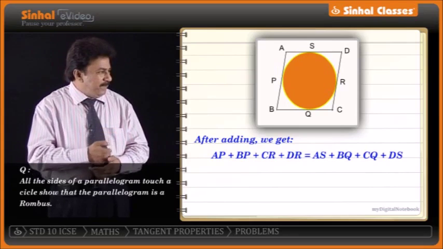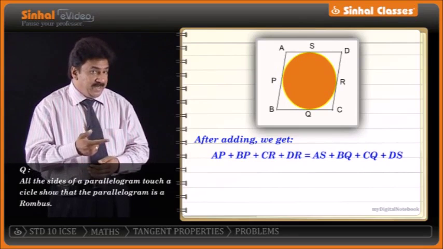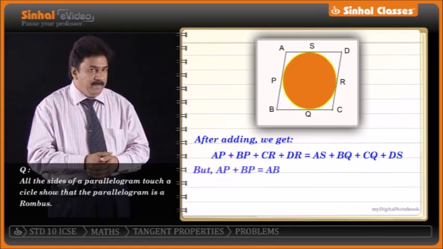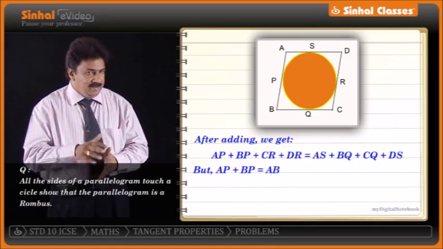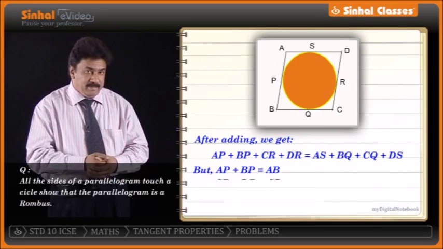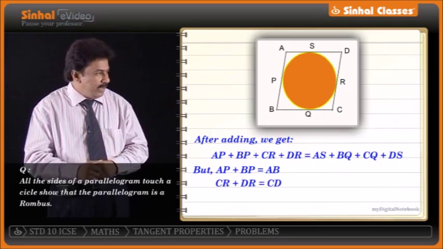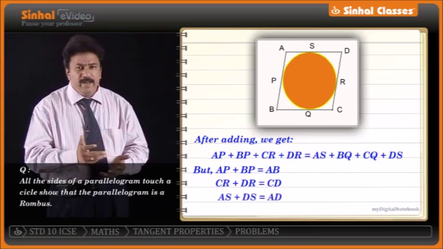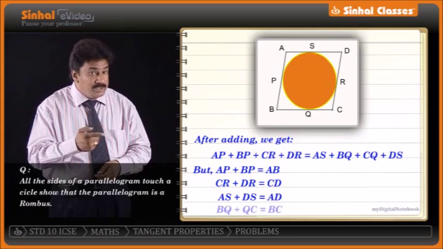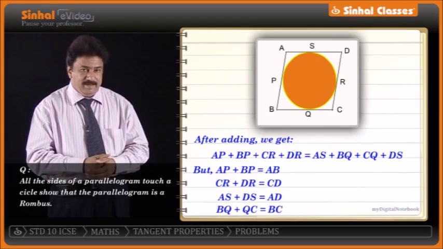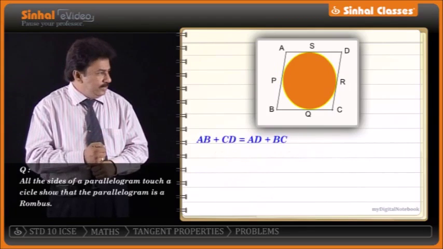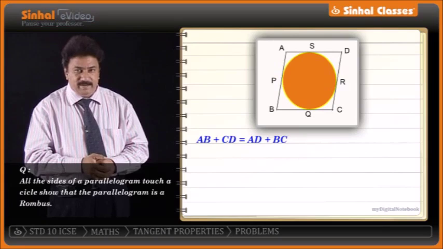But see, AP plus BP is equal to what? AB. I repeat once again, see the figure carefully. AP plus BP is nothing but AB. Yes. Going ahead on the same lines, CR plus DR is equal to CD. The next one, AS plus DS is AD. And finally, BQ plus QC is equal to BC. Further, what do we get? AB plus CD is equal to AD plus BC.